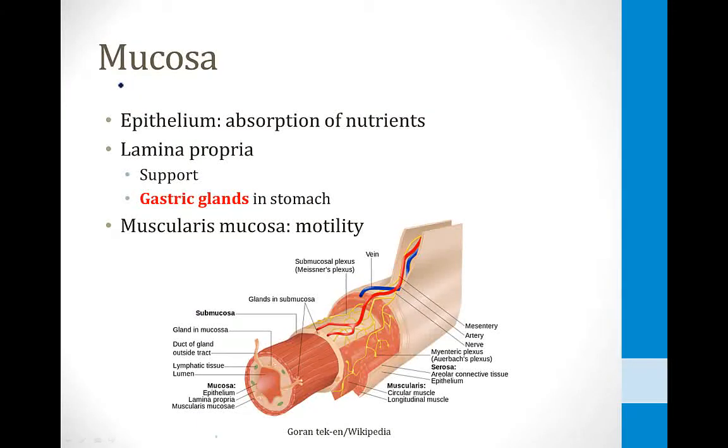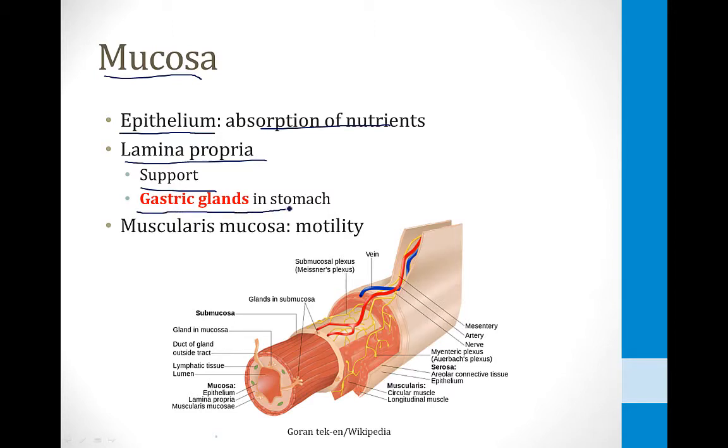So the most superficial layer of any portion of the GI tract, the part of the GI tract that is connected to the lumen, is called the mucosa. And all the mucosas in the GI tract have 3 sections to them. The first is the epithelium, which is the surface layer that absorbs nutrients. This is followed by a lamina propria, which is for support, and as we'll see, it has many important structures in the stomach and small intestine. In the stomach, it has the gastric glands, which secrete stomach acid.